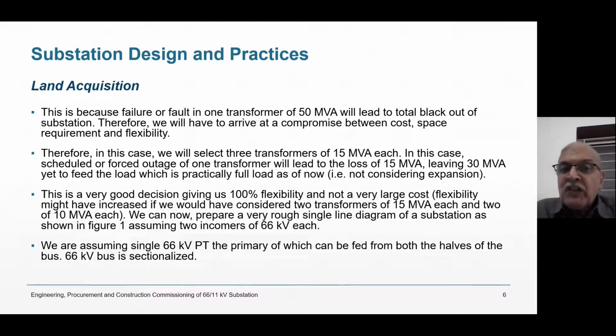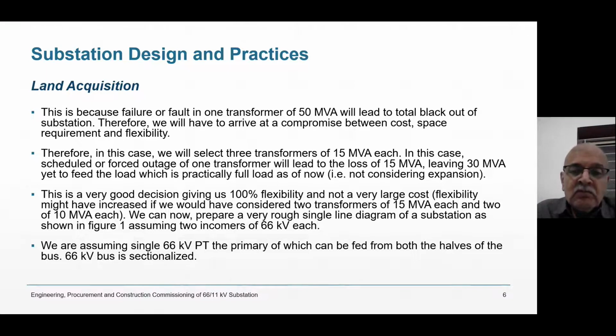But try to understand that had I purchased a single 50 MVA transformer, it would have been cheaper. Three 15 MVA transformers are costlier than one larger transformer. That is for sure. That does happen. Not only that, but three 15 MVA transformers will need a space of 3 times one transformer. So I will need more space, so I will have to go for more land acquisition. Then land is also costly. You might be knowing what the land cost is in Ahmedabad.